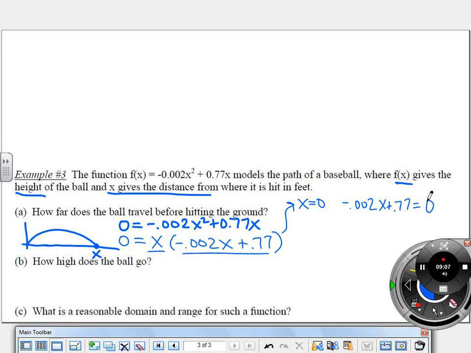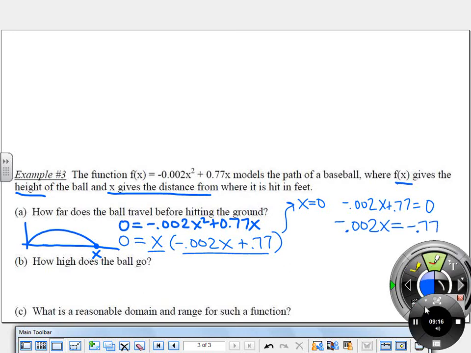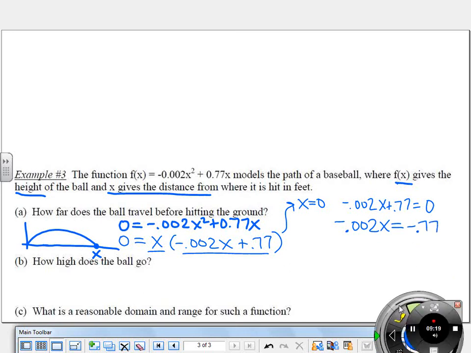Then we just have to do a little arithmetic, and this is where I said I would be okay with you using your calculator. I'm not totally crazy, I don't want you to do all this arithmetic by hand. But I wanted you to realize that you have enough knowledge at this point to solve quadratics without your calculator calculating the x-intercept by itself. And you can find the x-intercept this way. So x comes out to be 385 feet. This represents that at a distance of 385 feet away from where the ball was hit, it will hit the ground.